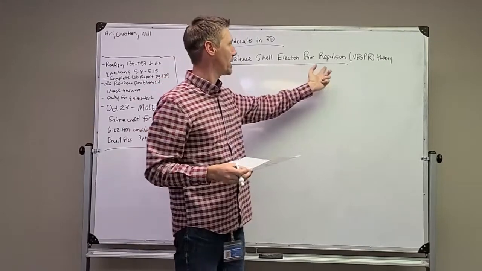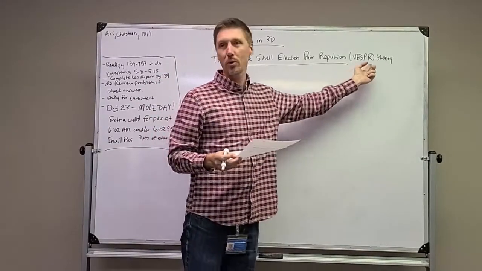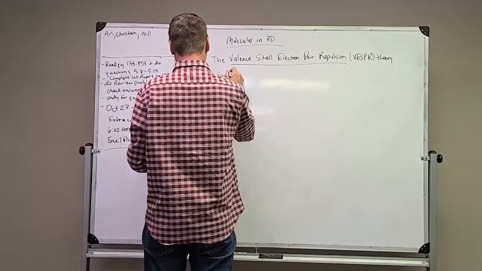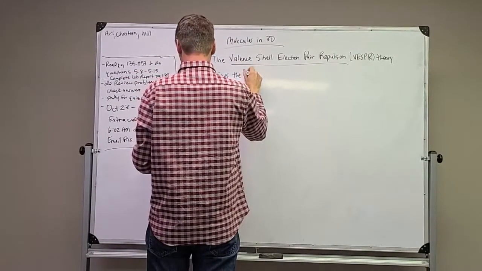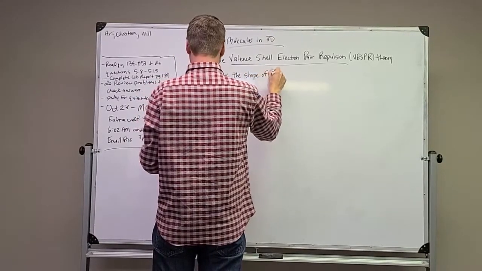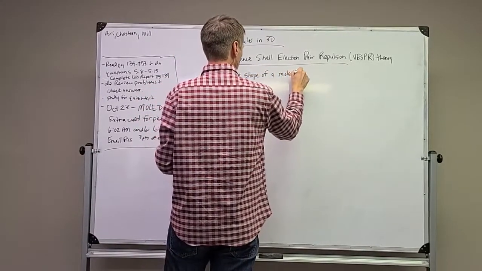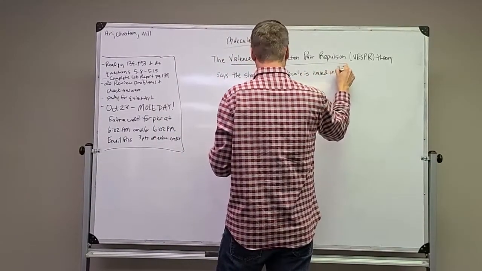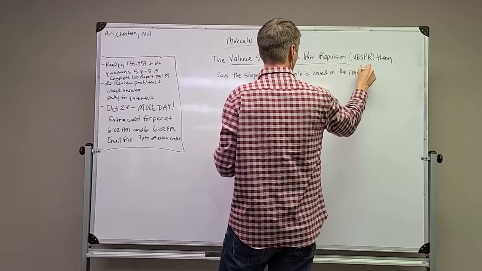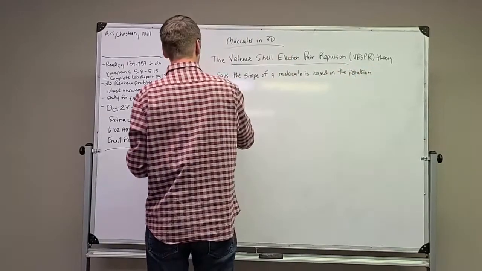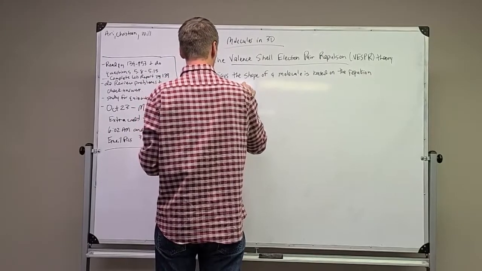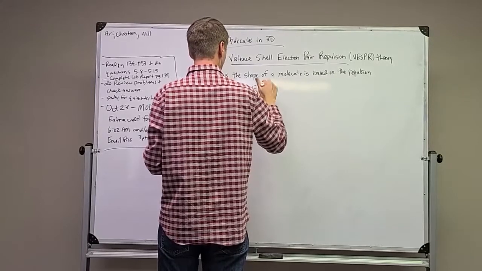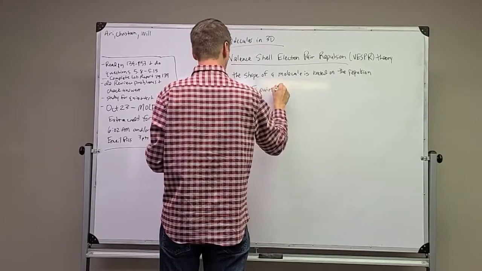The valence shell electron pair repulsion theory. It's the spur theory. That's what I think of. So it says that the shape of a molecule is based on the repulsion between valence electron pairs in the molecule.